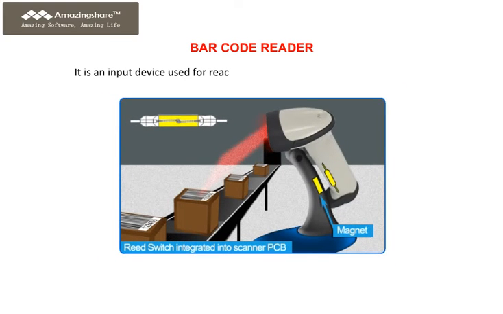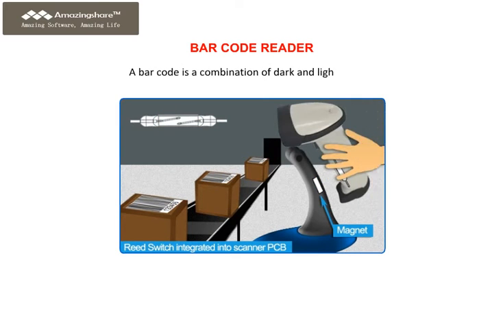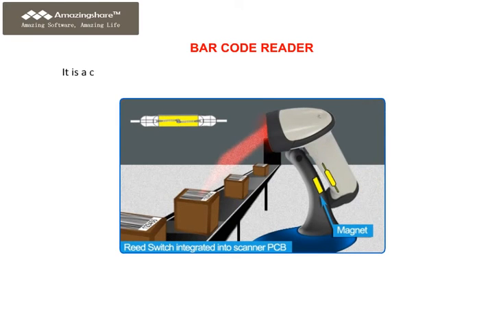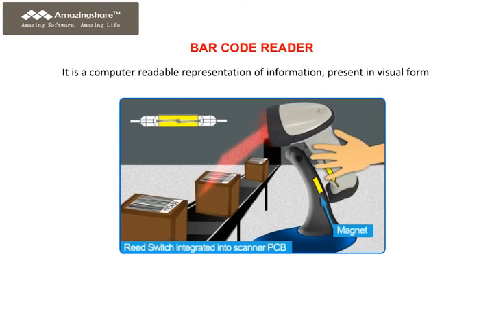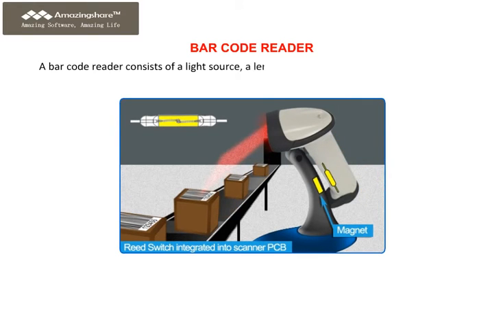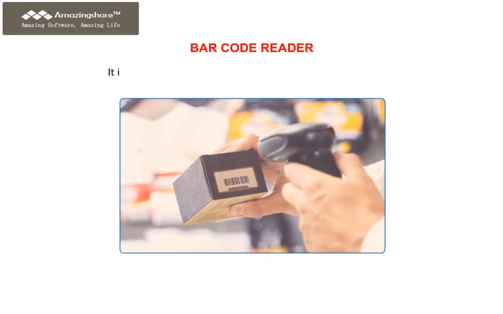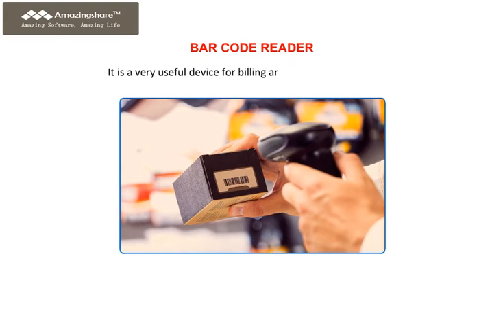Barcode reader. It is an input device used for reading barcode present on various products. A barcode is a combination of dark and light stripes. It is a computer-readable representation of information present in visual format. A barcode reader consists of a light source, a lens, and a light sensor for translating optical impulses into electrical signals. It is a very useful device for billing and inventory applications.